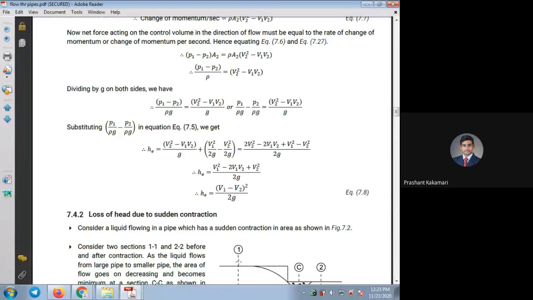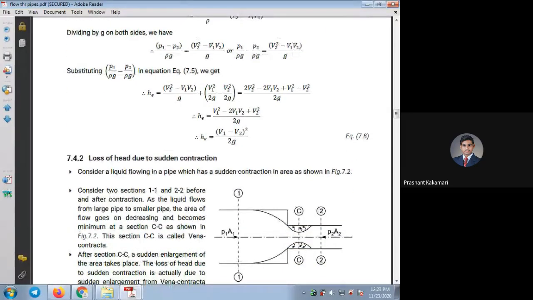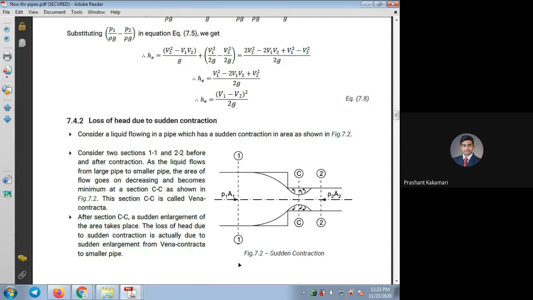Next part is the sudden contraction. Here you can see the difference, how the pipe dimensions change suddenly and how the flow dimensions take place inside the flow. A larger diameter pipe is suddenly decreasing in diameter and the flow takes place like a nozzle. Suddenly the diameter of the pipe is reduced, so automatically the velocity will be very high.